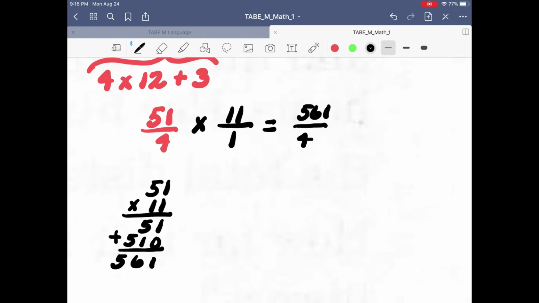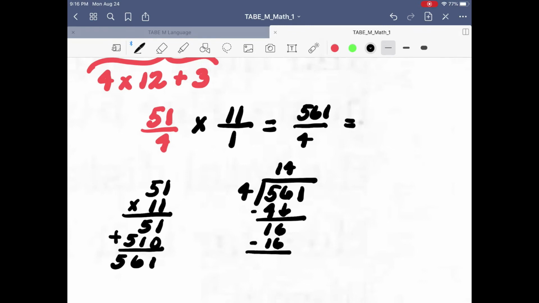And then of course that's top heavy, so we need to divide that 561 by 4. You see how these basic skills are so important. If you don't know how to do this multiplication and division, this is not going to work too well. So don't forget those basic skills. They're very important.